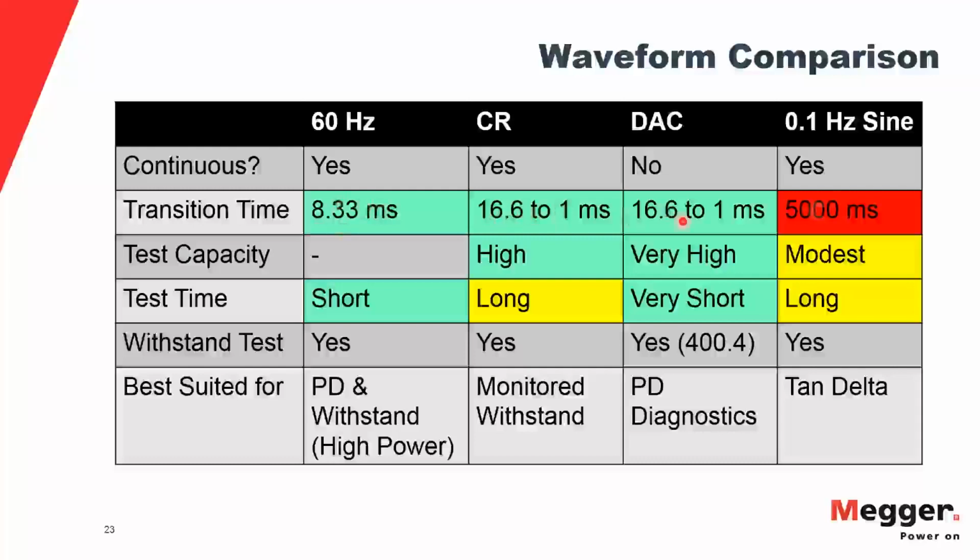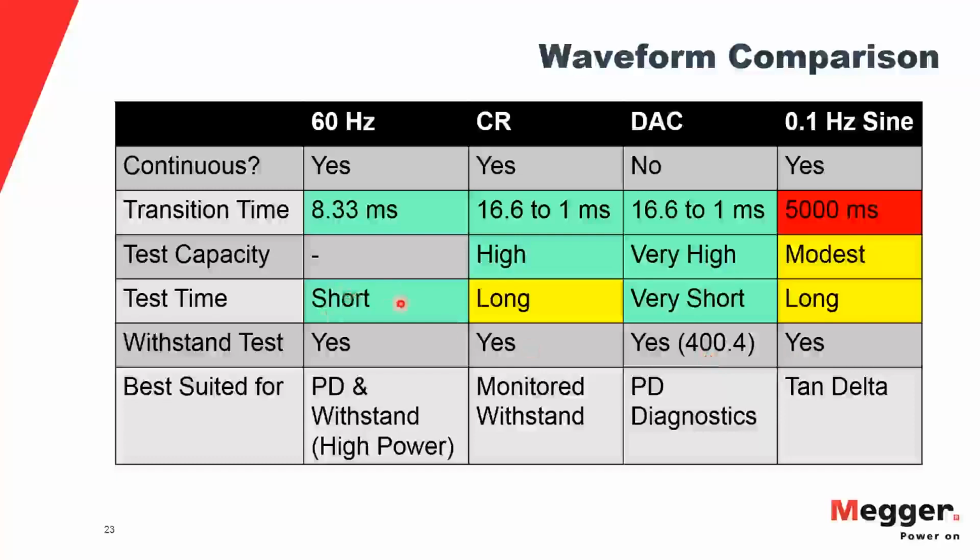So if we compare these waveforms then, what you can see is that there's a little bit of a breakdown here in various categories. And I'll try to pull my laser pointer up here. So continuous testing, 60 hertz, cosine rectangular, and sinusoidal are all continuous. They're a periodic waveform, and they continue until you stop. Damped AC is a one-shot, and then there might be some time between the next one. So it's not considered a continuous test.